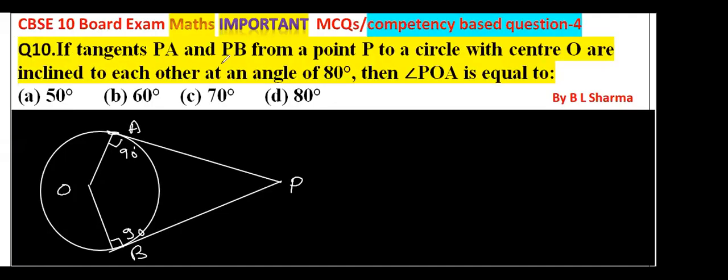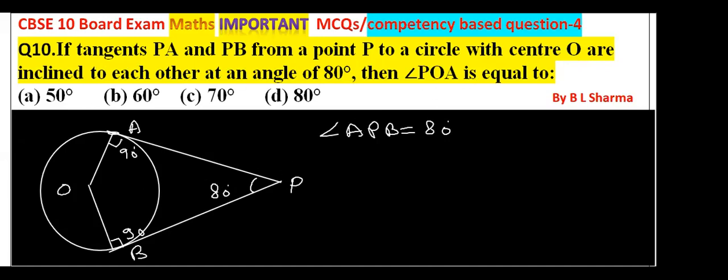If tangents PA and PB from a point P to a circle with center O are inclined to each other at an angle of 80 degrees. See, this is point P, PA and PB are two tangents and the angle between them is 80 degrees, meaning angle APB is 80 degrees. It is given and we have to find out angle POA.